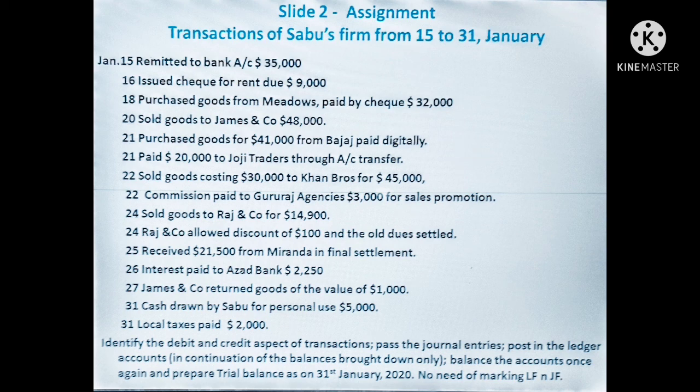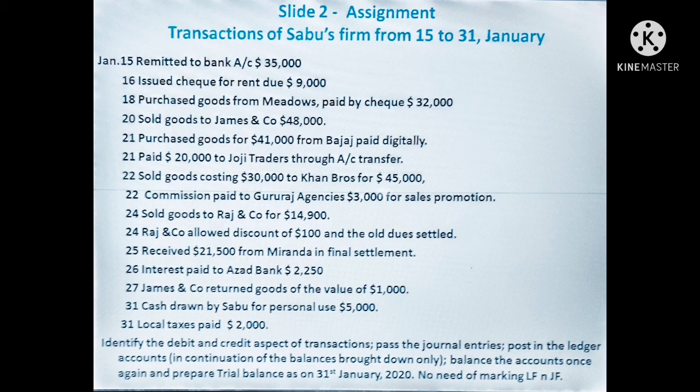Sold goods to James & Company for $48,000 on January 20. It is a credit sale of goods. Sales account is income to be credited and James & Company is the receiver. James & Company debtor to sales account, $48,000. January 21, purchase goods for $41,000 from Bajaj paid digitally. Payment is done out of bank account and is purchase of goods. So, purchases account debtor to bank account, $41,000.